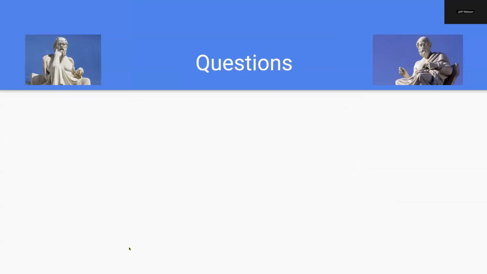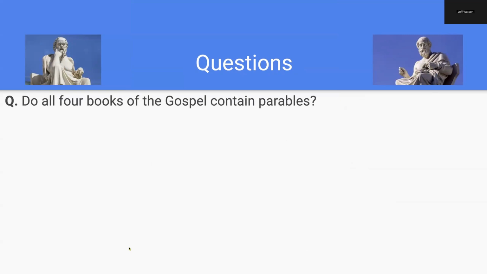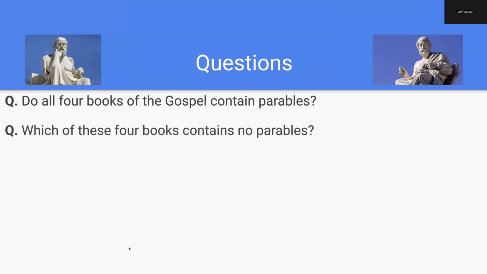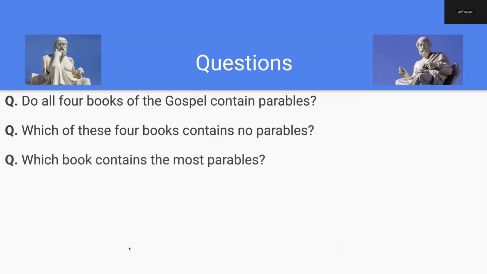Back to some questions for you. Do all 4 books of the gospel contain parables? Hopefully you said no, because the next question is, which of these 4 books contain no parables? That would be the book of John. Which book contains the most parables? That would be Luke. And are there parables in the Old Testament? Yes or no? The answer to that is yes.